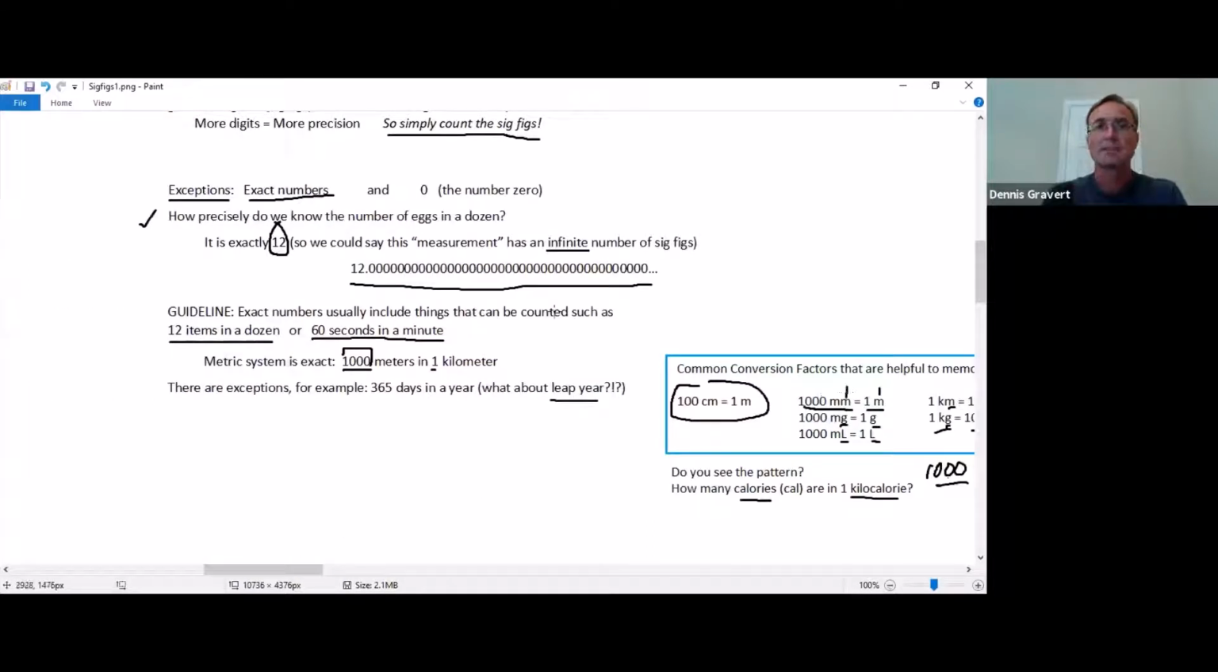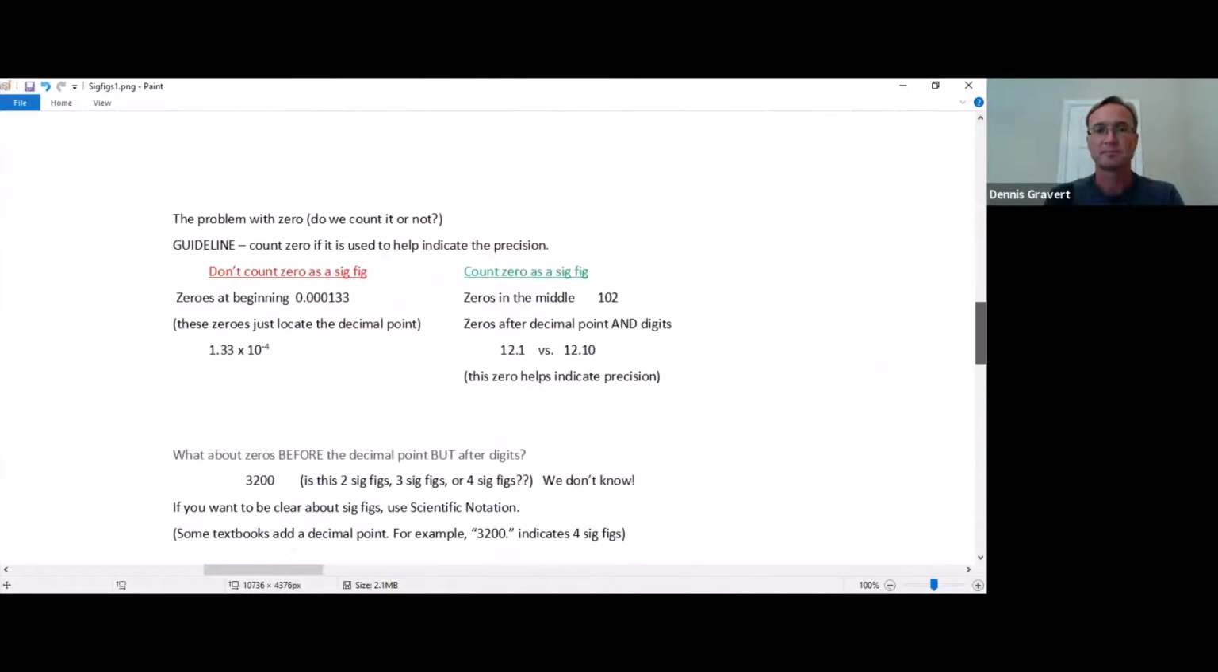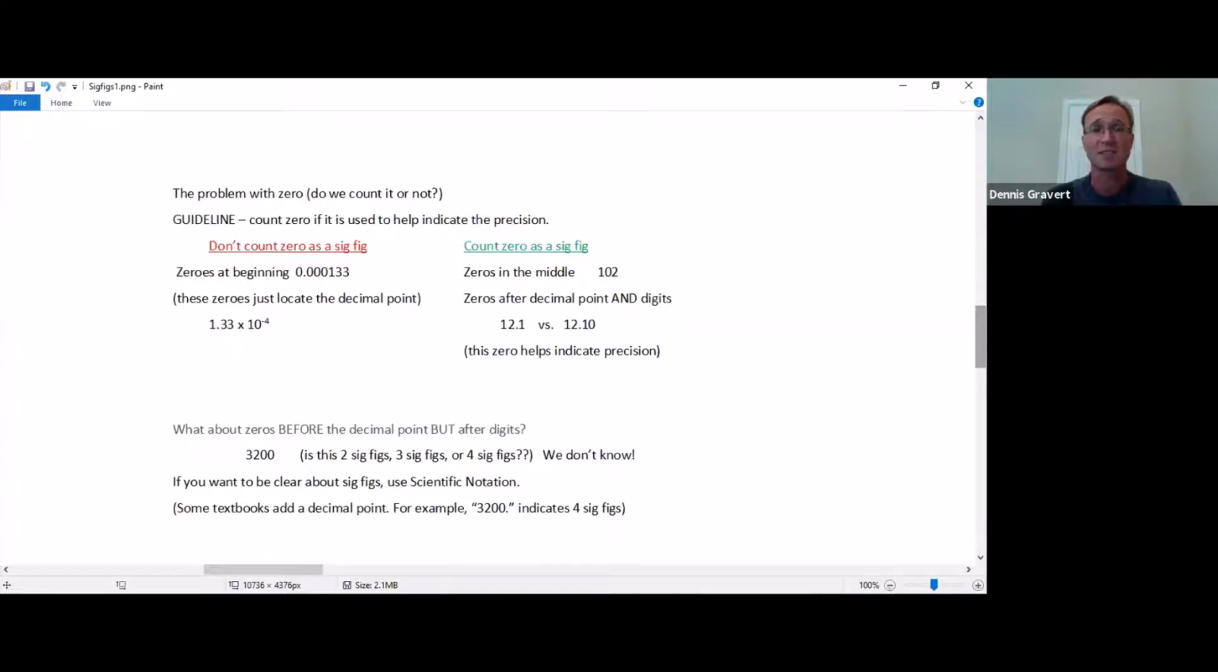Okay. Second problem with significant figures is the number 0. Sometimes we don't count it as a significant figure. Great. When do we count it? Well, got a couple of guidelines here for you. Rules of thumb. There's always exceptions. We're getting used to that, aren't we? Okay. If you have a 0 in a measurement and you're asked to count up the significant figures, here's some guidelines.